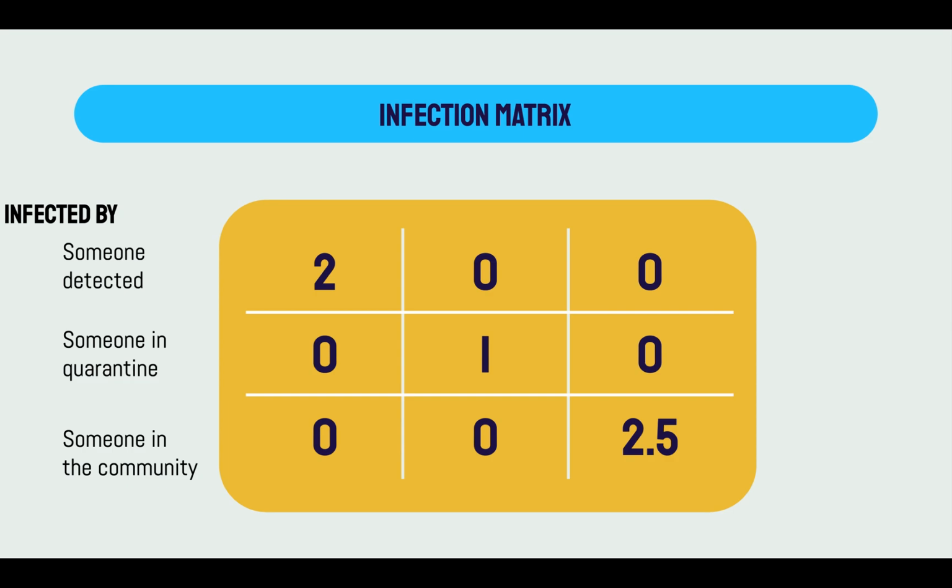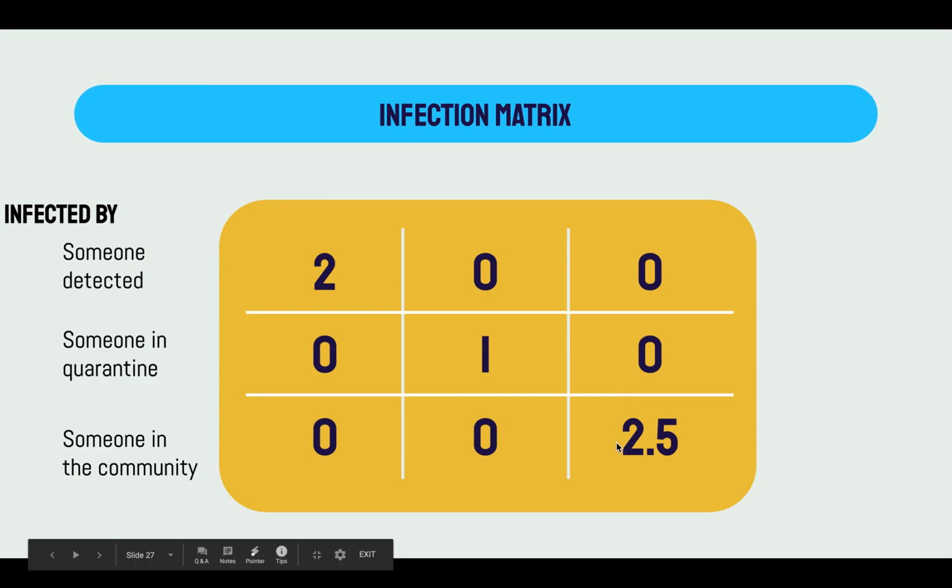The way we deal with these mathematically is we stick these into an infection matrix. In this case, it's going to be a 3x3 matrix where those R values are on the diagonal. Among those who are detected, the R value on that diagonal is going to be 2. Those in quarantine, the R value is going to be 1.